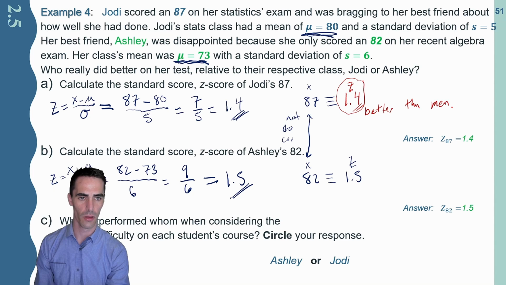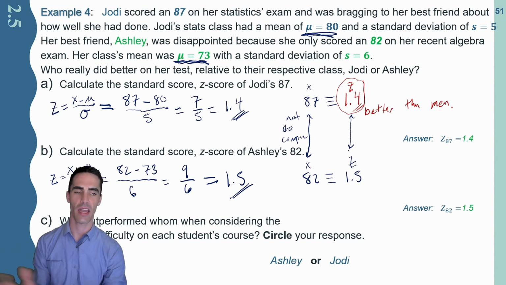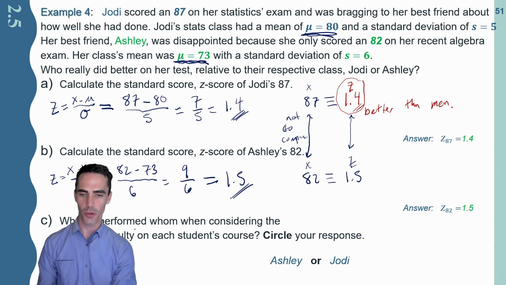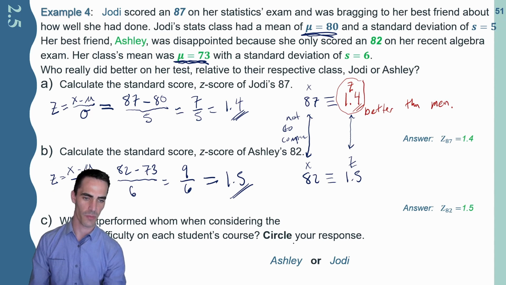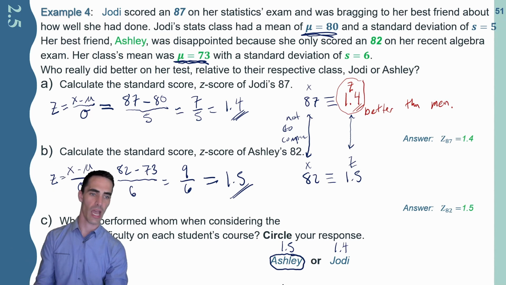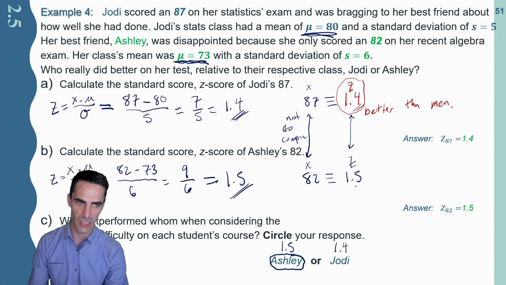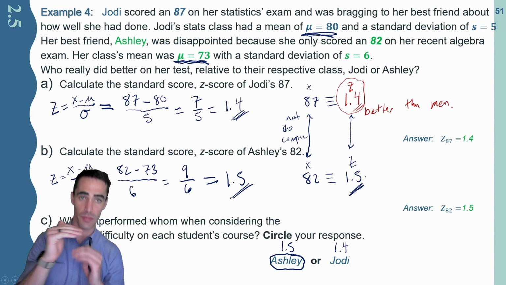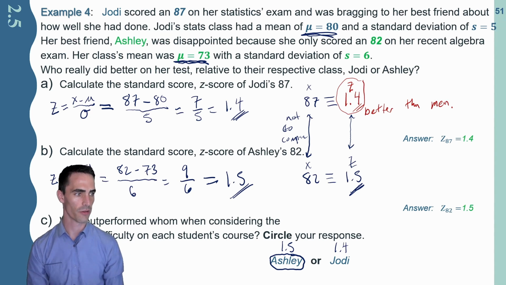Instead, a much more accurate comparison is to say, hey, look, relative to your class, how did you perform? So the big question then is, who outperformed whom when considering the relative difficulty of each student's score? Circle your response. Ashley got a 1.5, again, respectable, better than the mean. Judy, on the other hand, only scored a 1.4, slightly less. And so relatively speaking to the course, Ashley actually outperformed Judy, although her actual exam number might not represent that. But when you go into the z-score, when you actually dive into the data, relatively speaking, the position, Ashley beat out Judy as far as the classes were concerned.